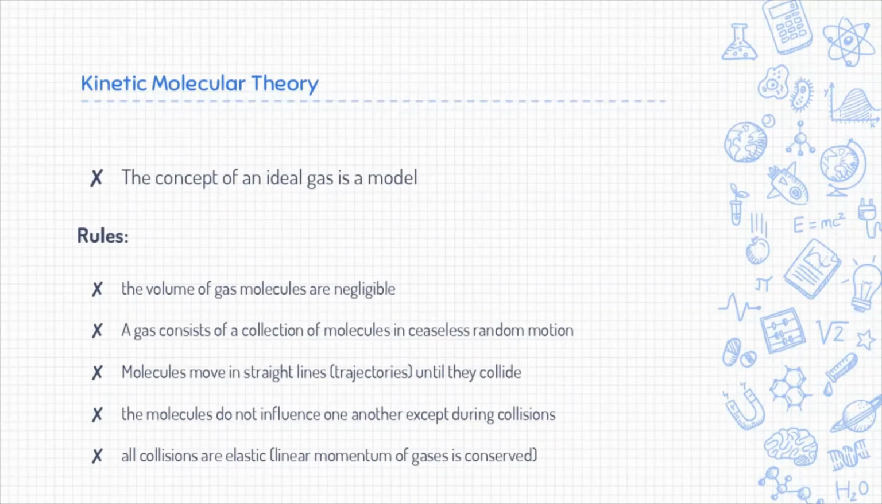Now, rule number 4, the molecules do not influence one another except during collisions. This basically means that the ideal gas model does not take into consideration intermolecular forces. Okay. Now, the rest of the rules, rules 2, 3, and 5, these are just physics stuff, but all you have to know is that the ideal gas model does not take into consideration relativistic effects, which basically means like quantum mechanics.